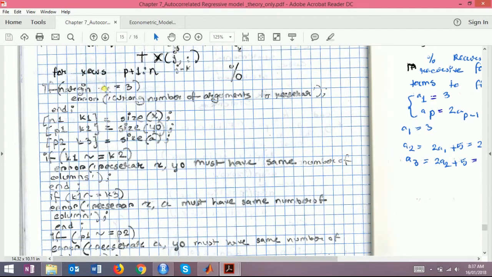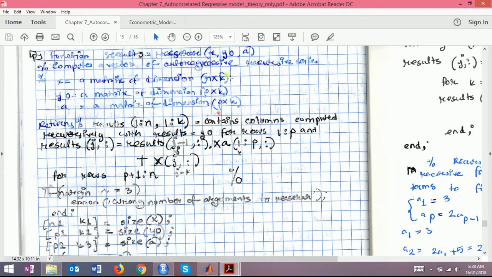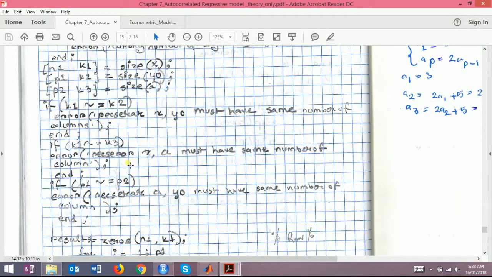So if nargin is not equal to 3, then you need to give at least 3 variables here, because you have 3 variables, so you need to give at least 3 inputs. If the columns are not equal, it will give an error, because we know that they are n by k and n by k, so k and k should be equal. If k1 is not equal to k3, still you will have an error.